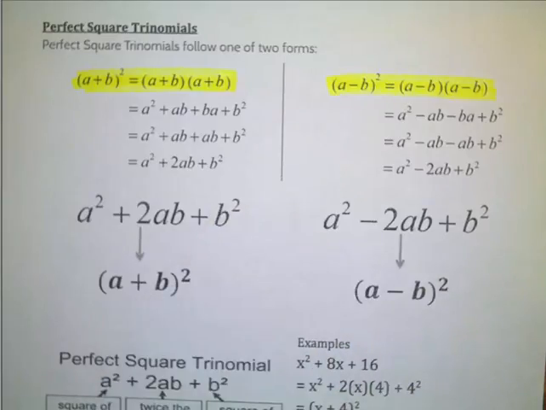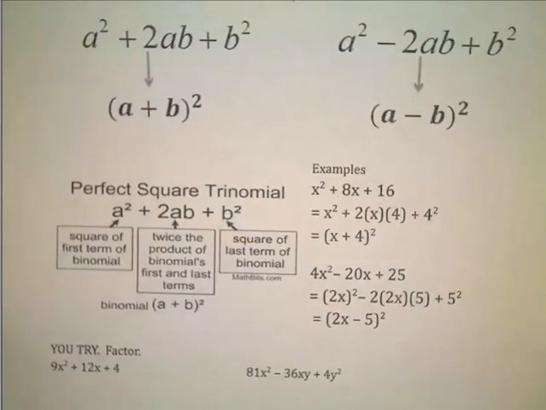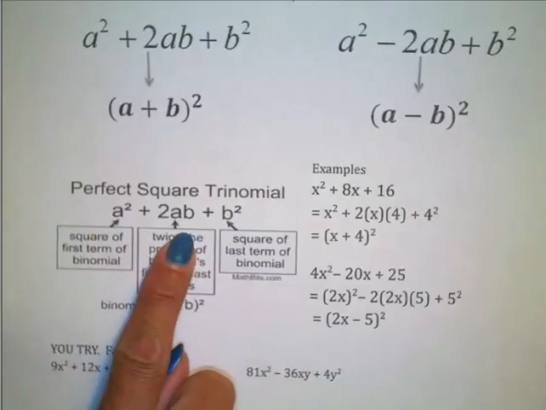Do you have to memorize these forms? No. You can use one of the other ways that we've learned to factor and still come up with the same answer. This just helps you come up with that shortcut. So we have a squared plus 2ab plus b squared.